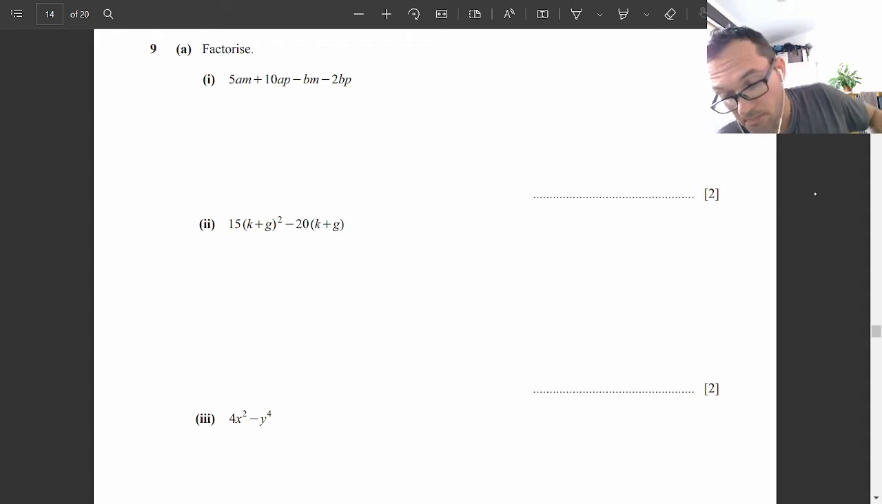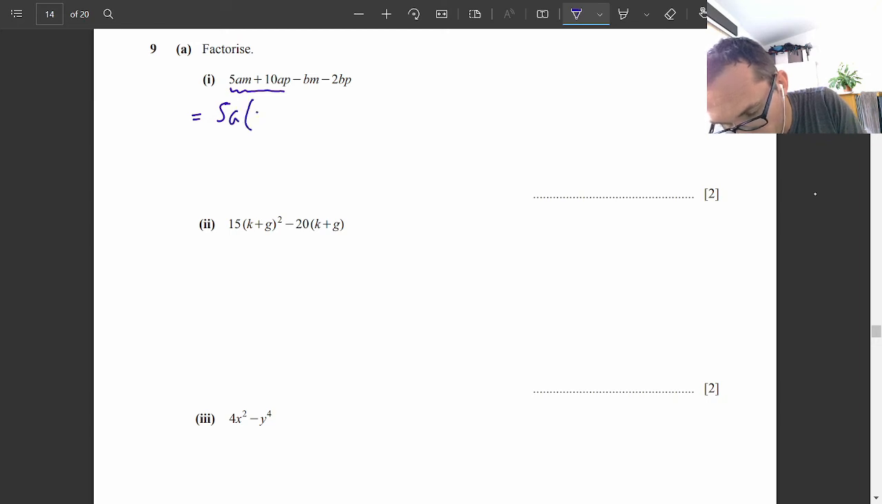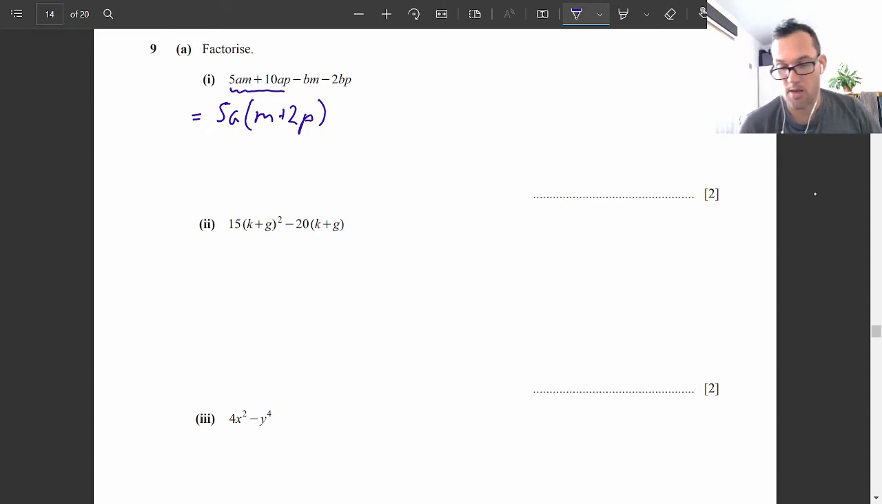Factorization. Let's start with the first one there: 5a plus 10ap minus bm plus 2bp. Let's break this down into two parts. In the first two terms, we've got a common factor of 5 and a. So we take out 5a from the first term, we're left with m. We take out 5a from the second, we're left with 2p. Double check: 5a times m is 5am, 5a times 2p is 10ap.